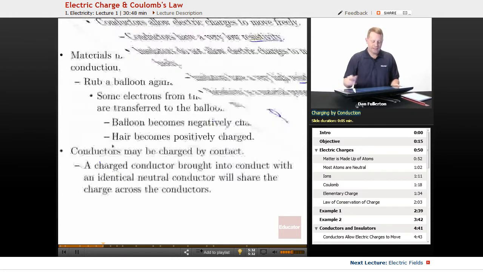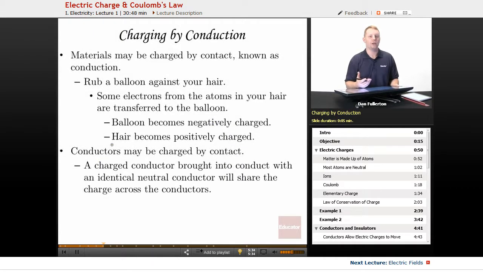So, let's talk about how we charge something. And we'll start by talking about charging by conduction. When things are charged by contact, we call that conduction. And here's a trick you can try. Rub a balloon against your hair for a little bit. Some electrons from the atoms in your hair are transferred to the balloon, an example of conduction.